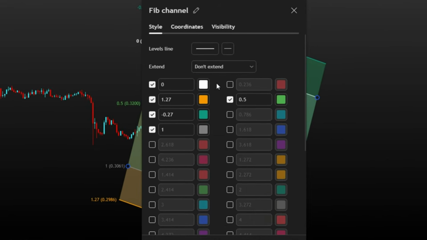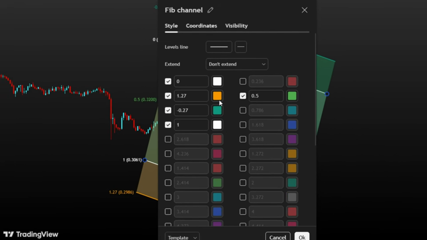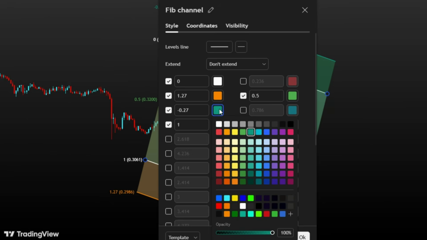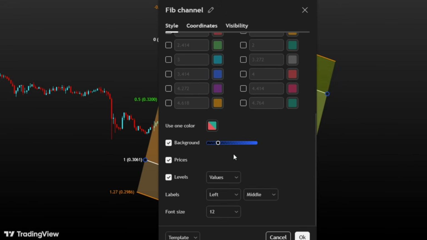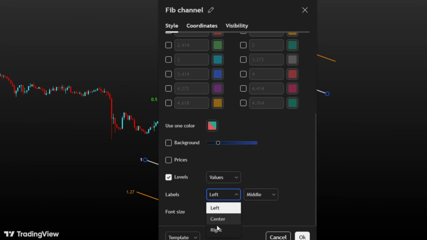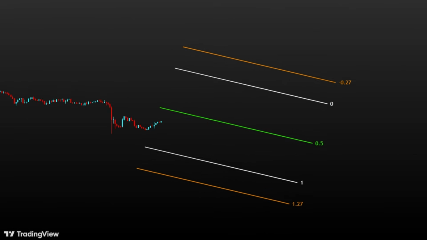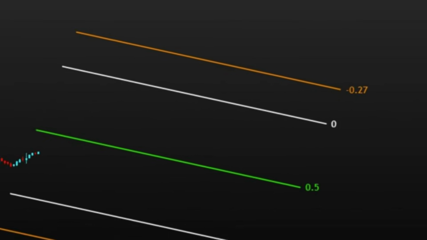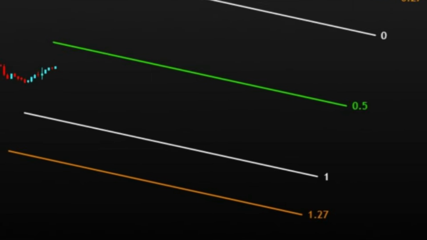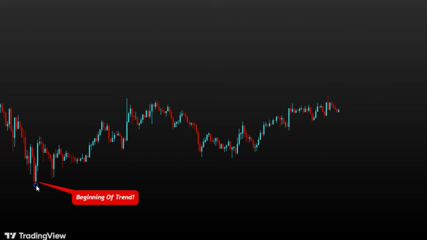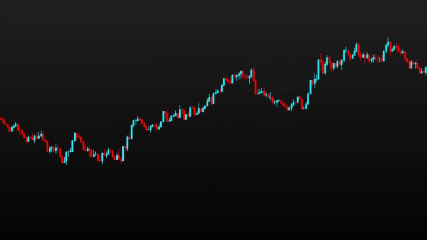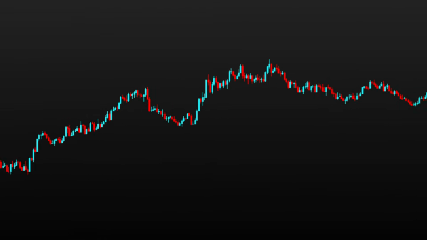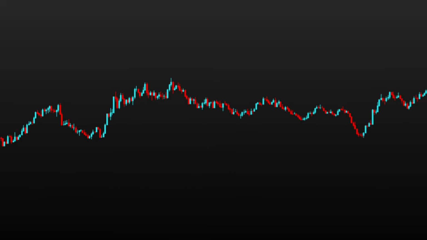The rest of the changes are optional, but you can follow my steps if you want your Fibonacci to look exactly like mine. So this is the Fibonacci channel I'm going to use today. This takes us to our next step, figuring out how to actually apply Fibonacci channel on a trend. You need to watch this step carefully because this setup will potentially change the way you trade.